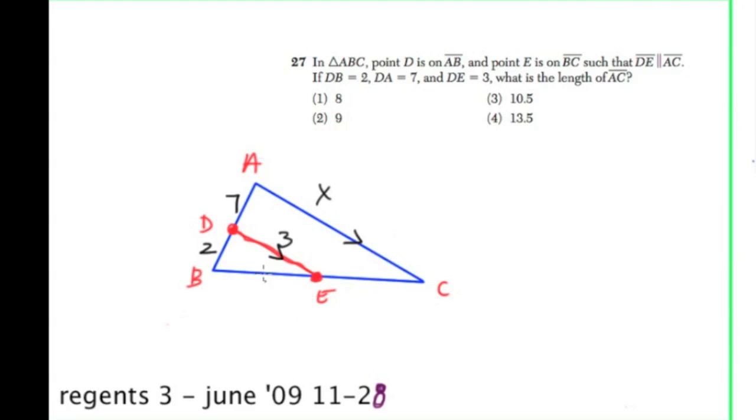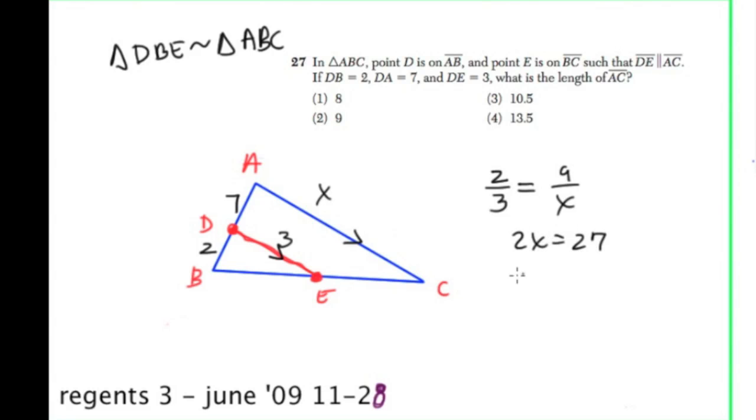Ooh, similar triangles question. Triangle DBE here is similar to triangle ABC. So we're just going to use similar triangles. We do this left side to this side, and then this side to this side right here. So DB over DE, which is 2 over 3, is equal to BA, which is 7 plus 2, 9, over x, AC. Now we do our stuff. Boom, boom, boom. X is equal to 13.5. Choice 4. Last question coming up.